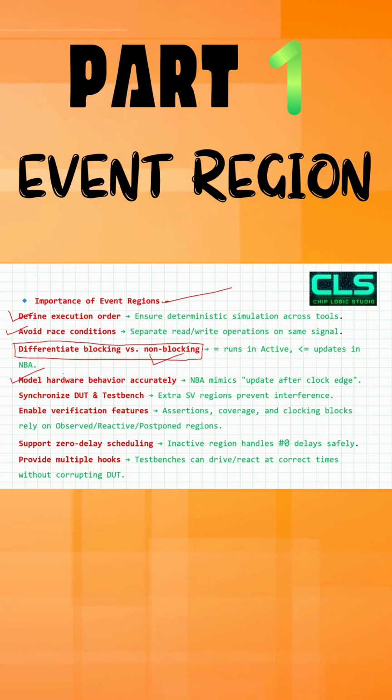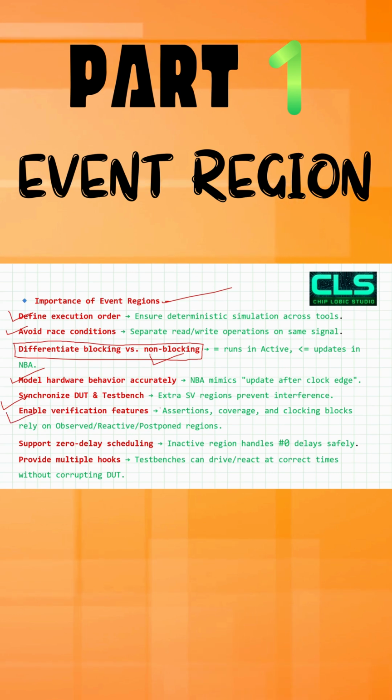Next is modeling hardware behavior. As I said earlier, the hardware behavior should mimic the exact behavior of your hardware, so we need some execution order for that. Then synchronization of DUT and testbench, because the DUT and testbench are synchronized with a single clock, and there are some regions and directions between them. So some synchronization is needed between your DUT and testbench, on how they both will execute.